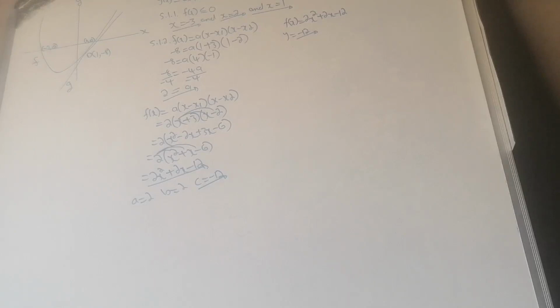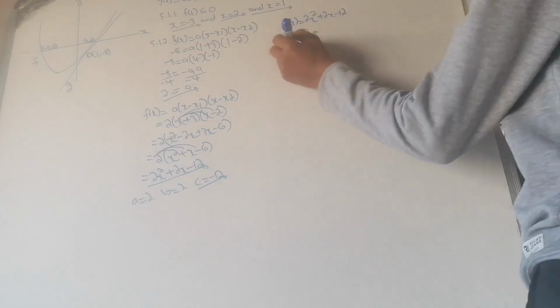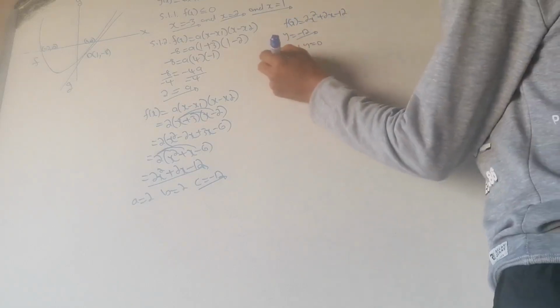y-intercept, x equals 0. Y-intercept is c, minus 12. I'm just asking the question. I'll show you the x-intercept. I want to determine those values. X-intercept, y equals 0.